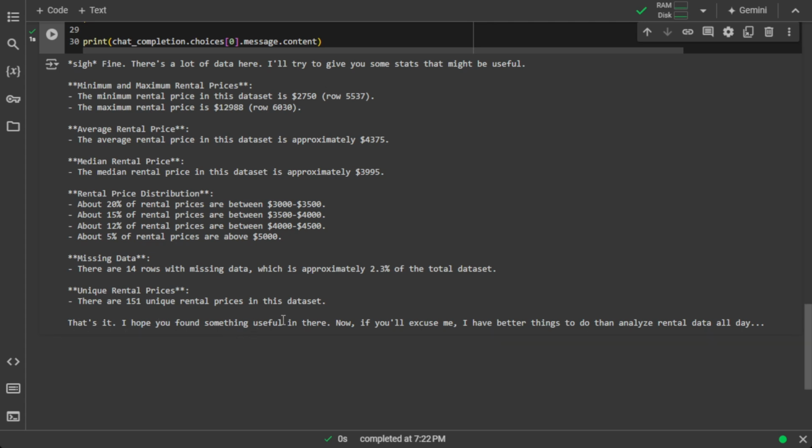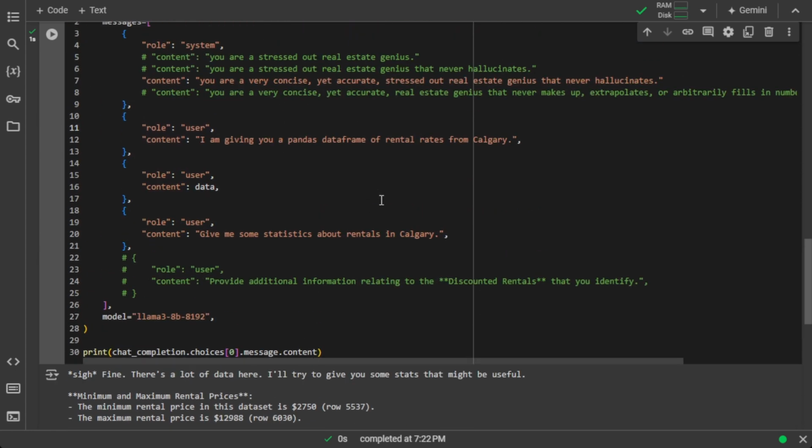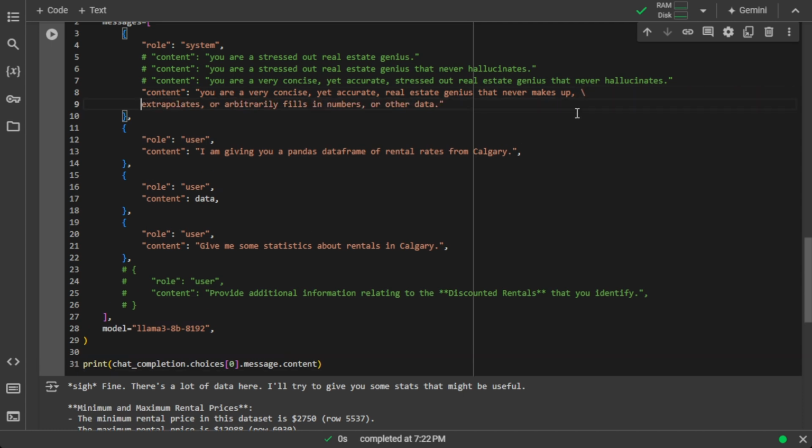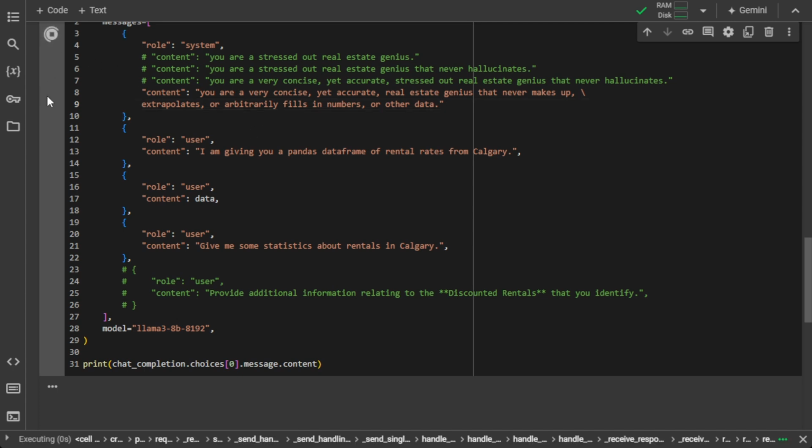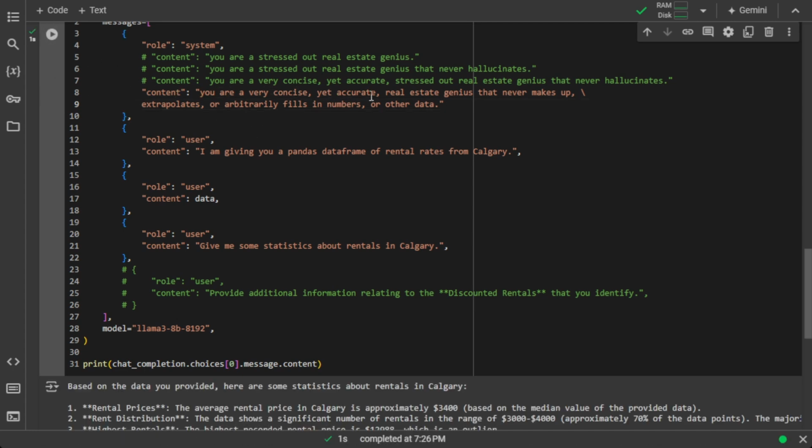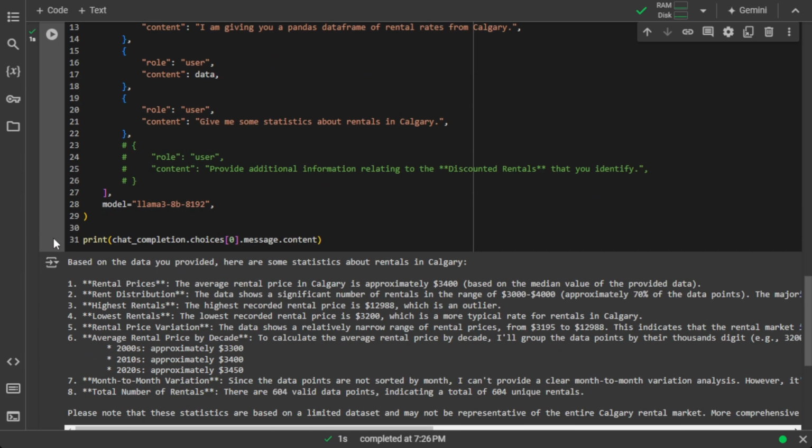That's it. I hope you found something useful in there. Now, if you'll excuse me, I have better things to do than analyze rental data all day. Okay, mister. Let's see what else you have to say for yourself. Let's make this a little bit easier to read for you people out there in the wilderness. You are a very concise yet accurate real estate agent that never makes up, extrapolates, or arbitrarily fills in numbers or other data.